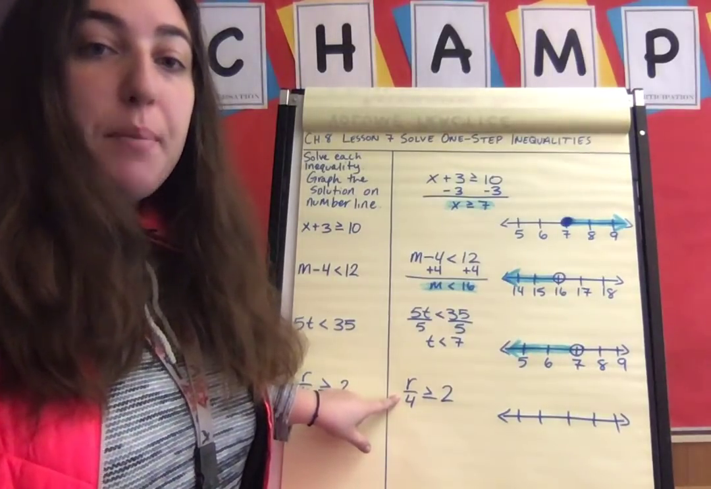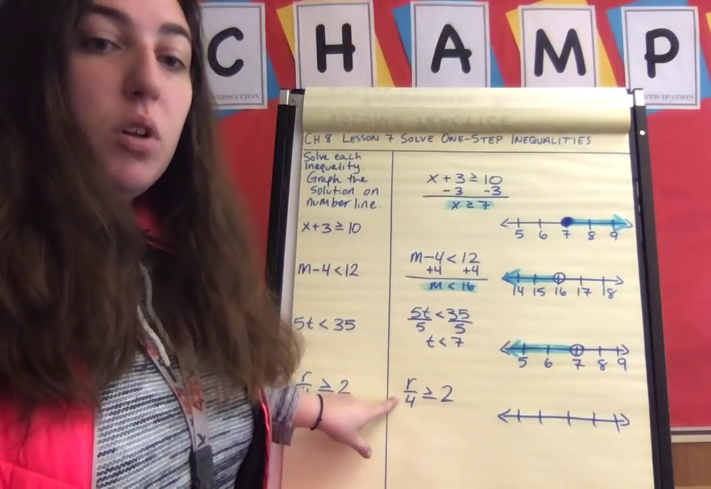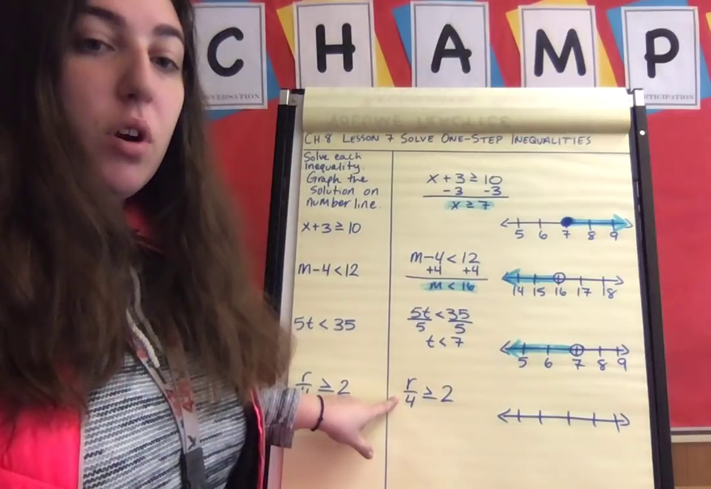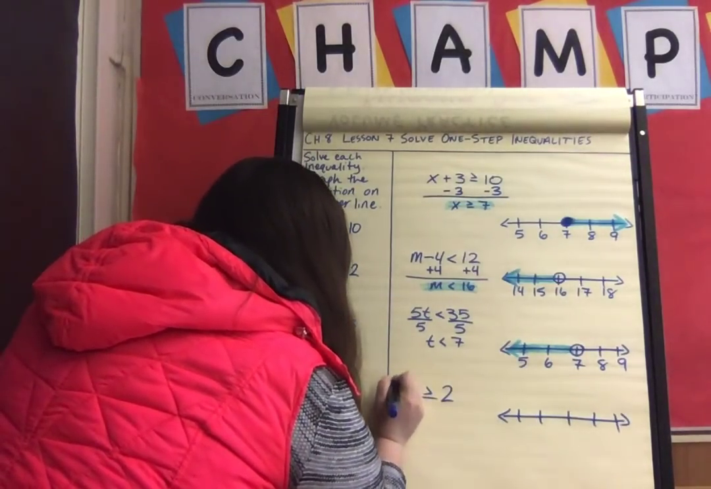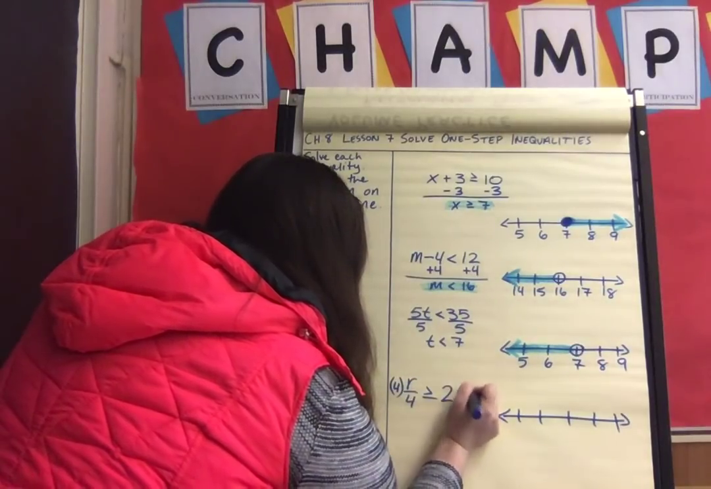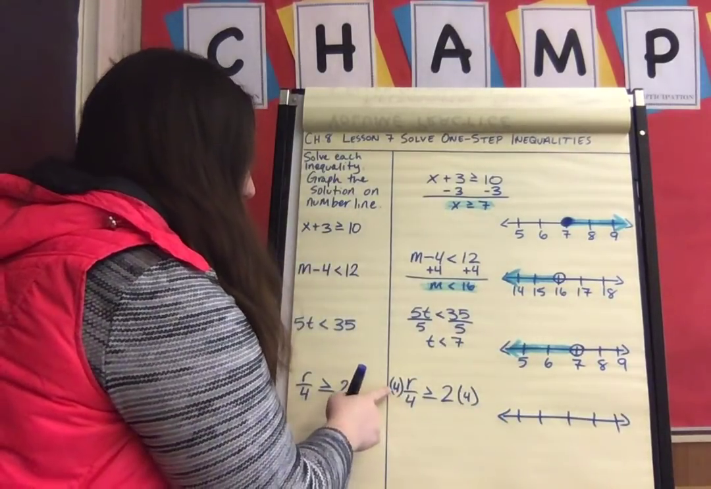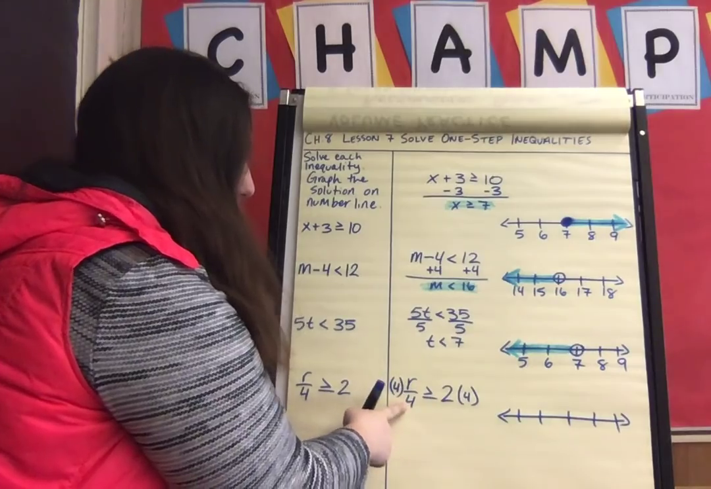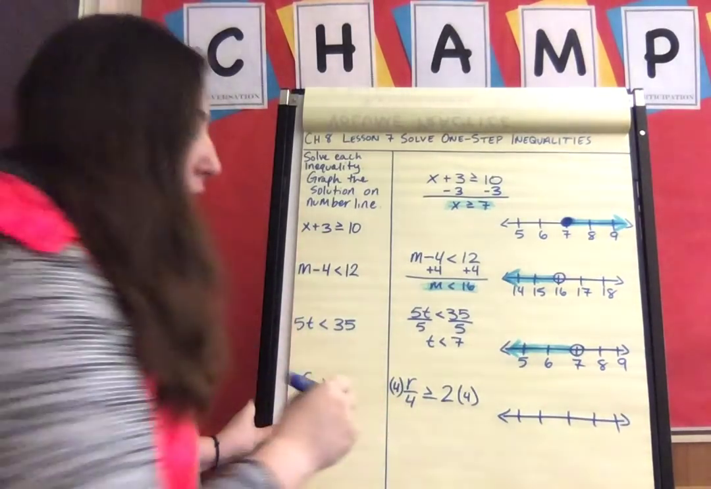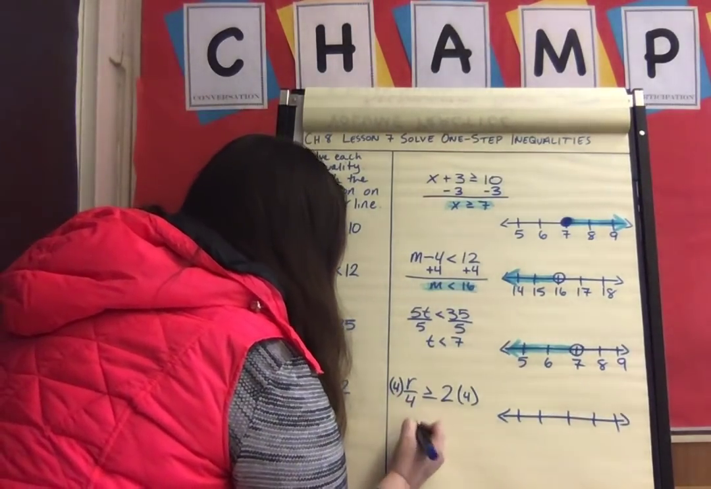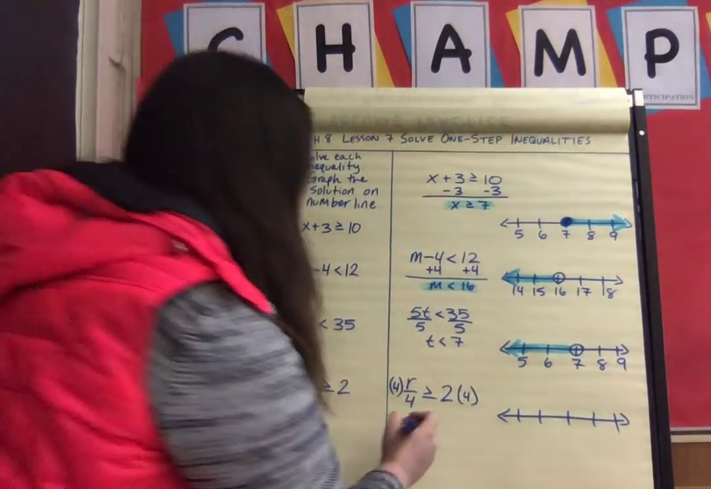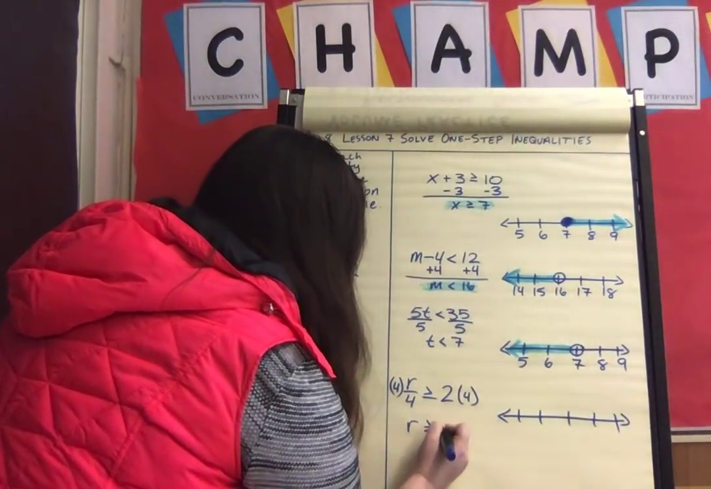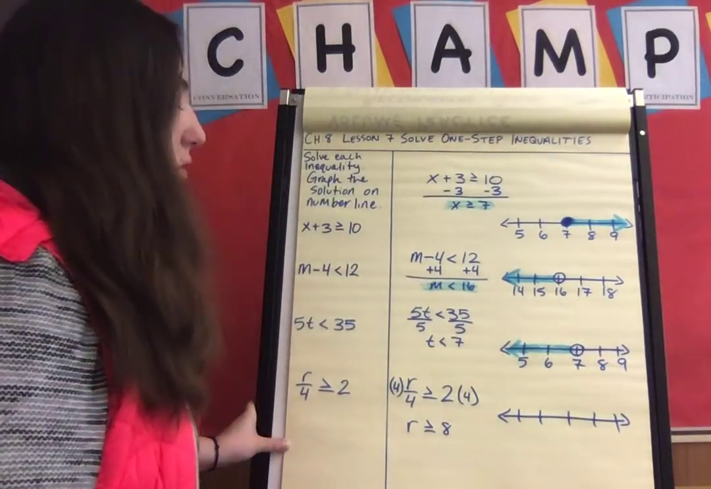To undo what's happening to my variable, I'm going to multiply both sides by 4. I'm using inverse operations. So 4 divided by 4 is just 1. So I can just write r, because 1 times r is the same as r, and r is greater than or equal to 8.